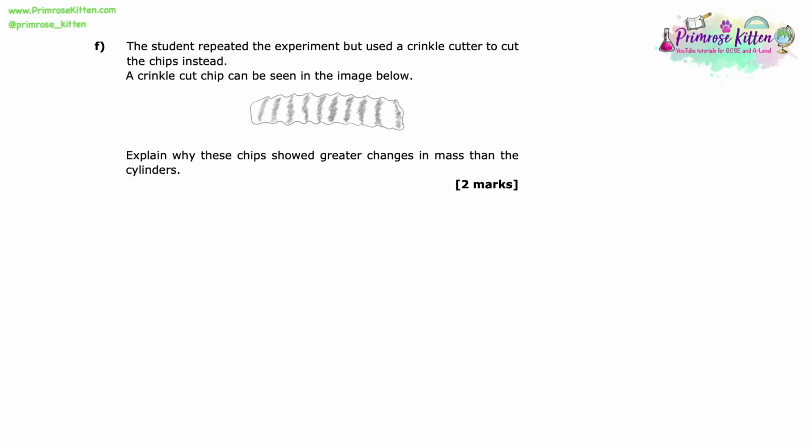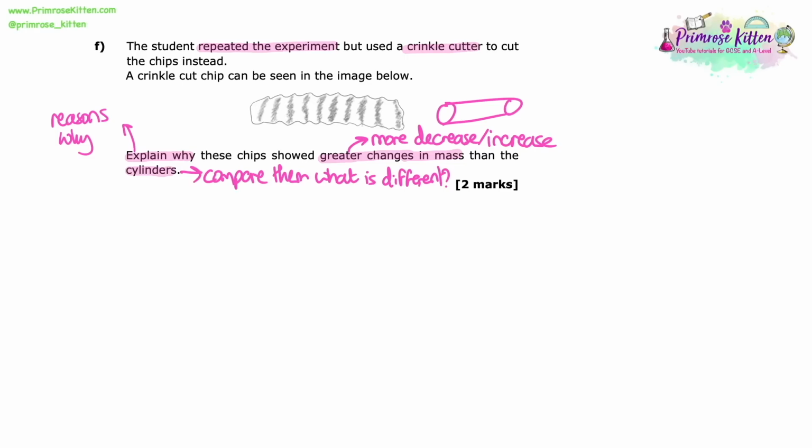The student repeated the experiment but used a crinkle cutter to cut the chips instead. A crinkle cut chip can be seen in the image below. Explain why these chips showed greater changes in mass than the cylinders. So we need to explain why, so we need to give reasons why there were bigger changes, so more increase or more decrease in mass. And you need to compare them. So we need to compare these crinkle cut chips to the cylinders.